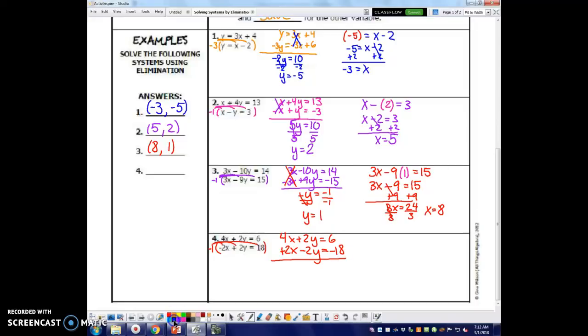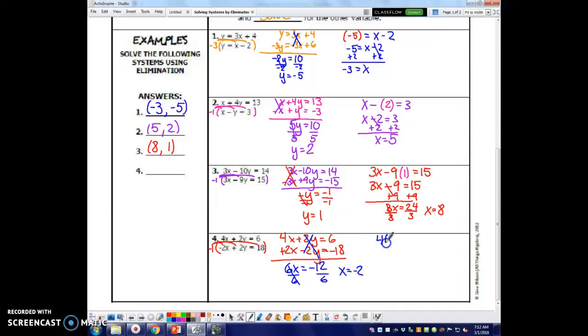Here we go, eliminating. So, these cancel, right? So 4 plus 2 is 6x. 6 minus 18 is negative 12. Then you divide by 6. So x equals negative 2. Now we are going to substitute. This time I'm going to use the top equation.